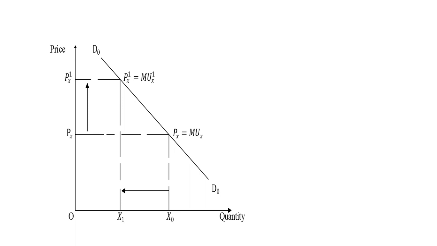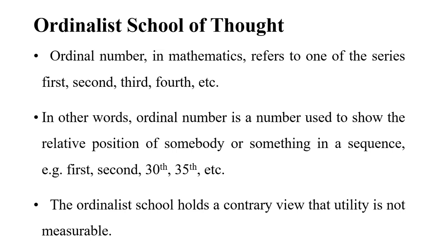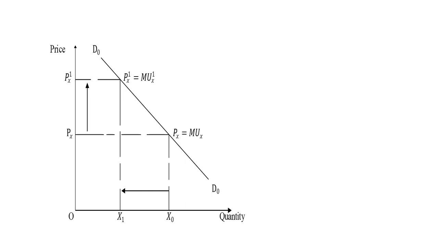I think this should bring us to the end of the ordinary school of thought as to why more of a commodity is consumed as the price falls, or why less of a commodity is consumed as the price of the commodity goes up. We'll look at the ordinary school of thought in the second video.